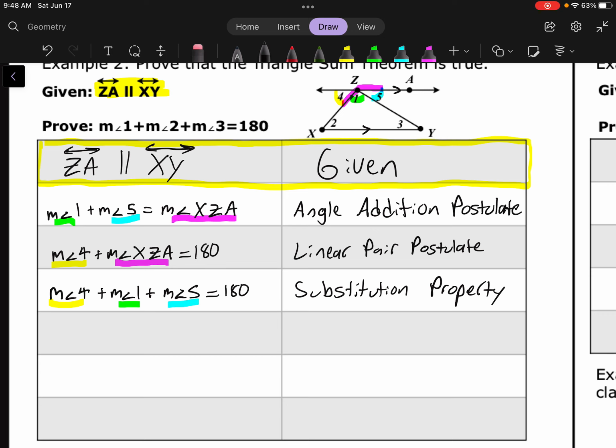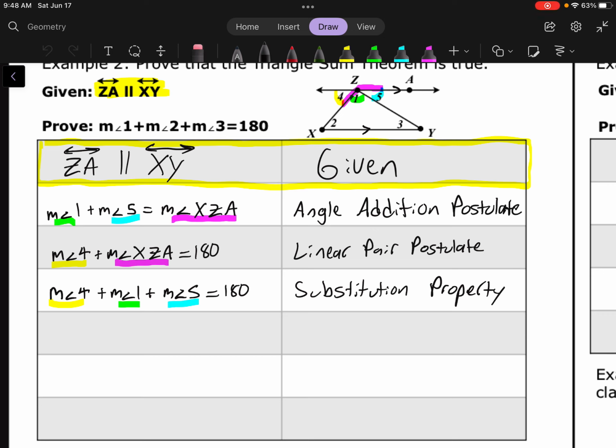We had to kind of go through that angle addition thing because the linear pair postulate, it's a pair of angles, right? It can only be two. You can't say that 3 angles add up to be 180 using the linear pair postulate. Okay. So now we're close. We're close.